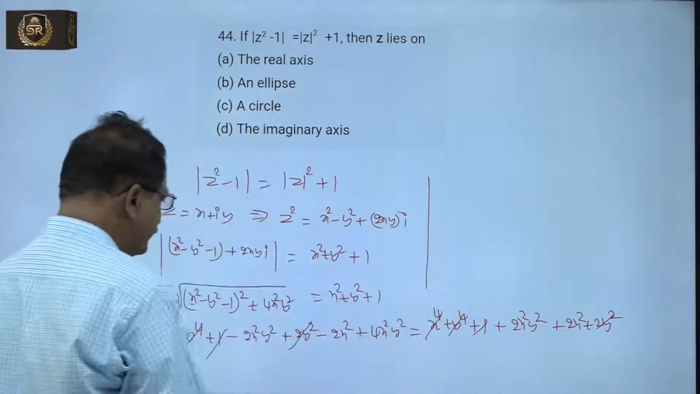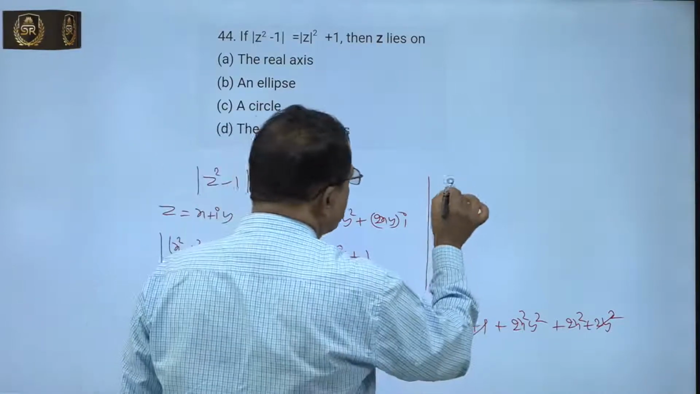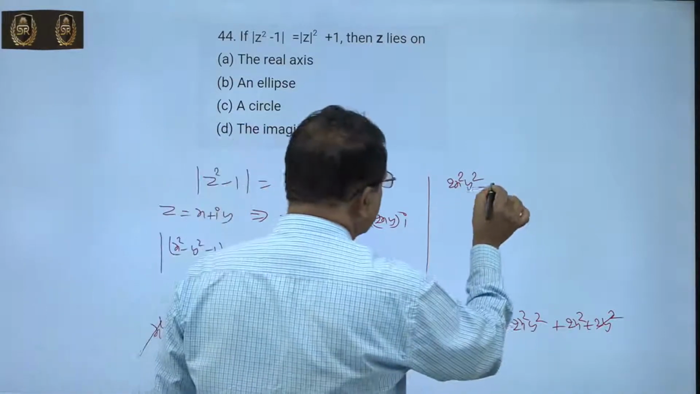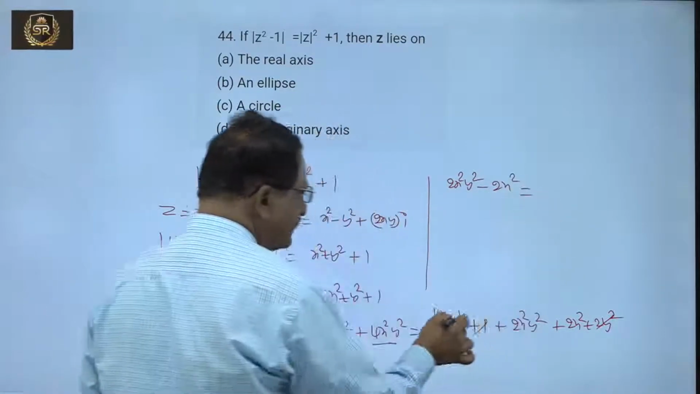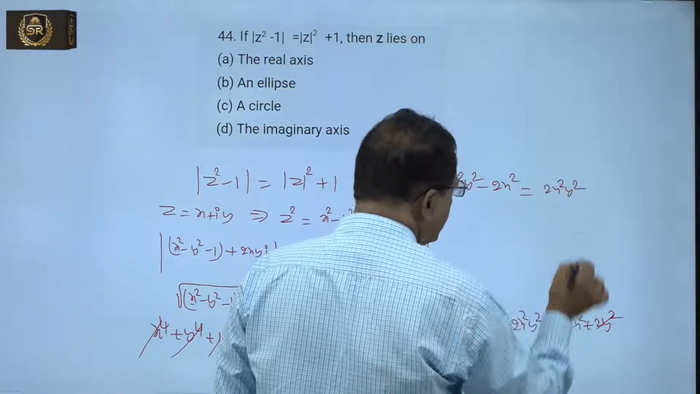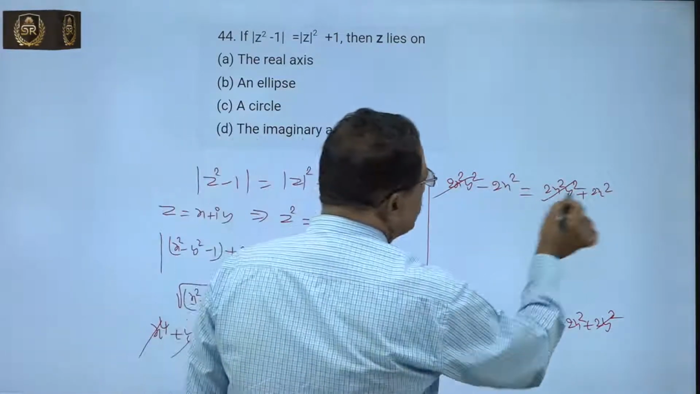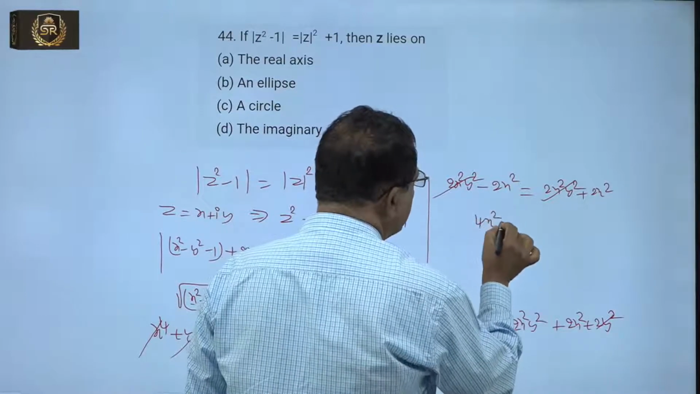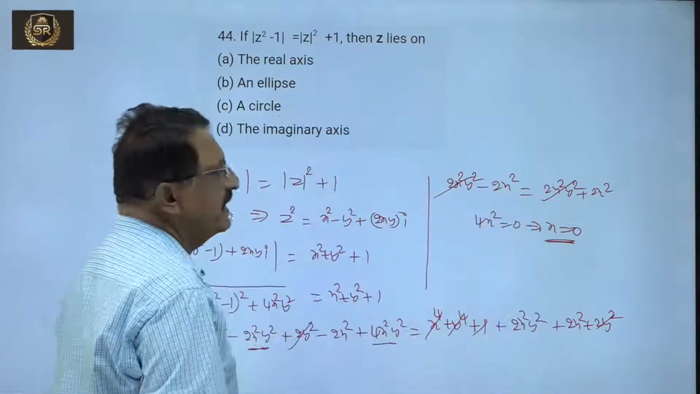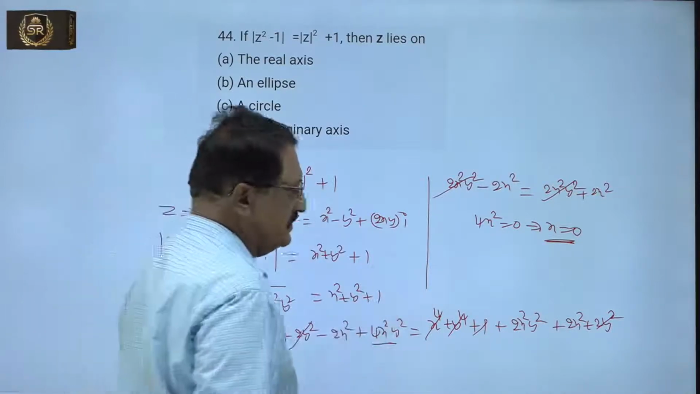What are the remaining terms? Here, minus 2x² y² plus 4x² y², 2x² y². Next, minus 2x² on the left side equals the right side's remaining values: 2x² y² plus 2x². Now 2x² y² also cancels. Taking everything to one side, 4x² equals 0, which implies x equals 0. x equals 0 is nothing but the imaginary axis, or y axis. Option D is the correct answer.